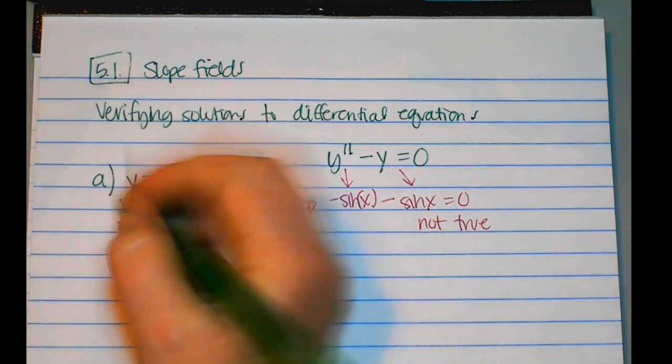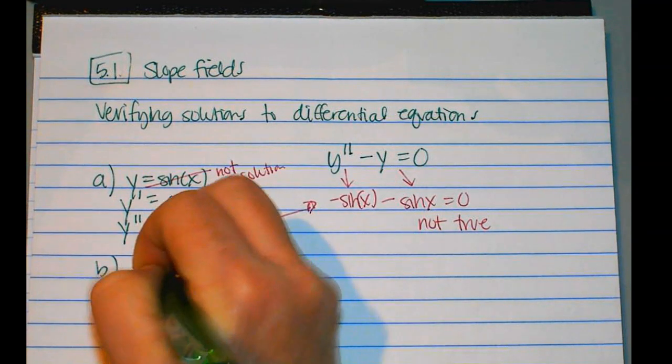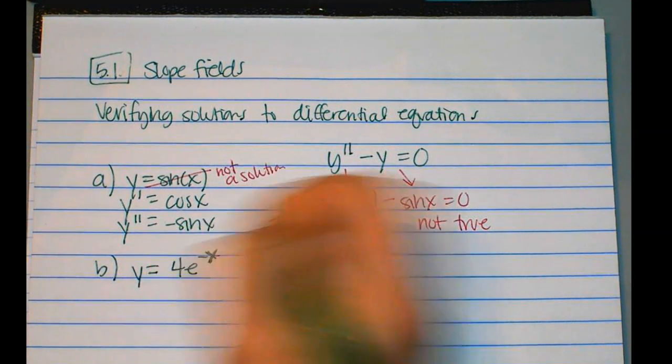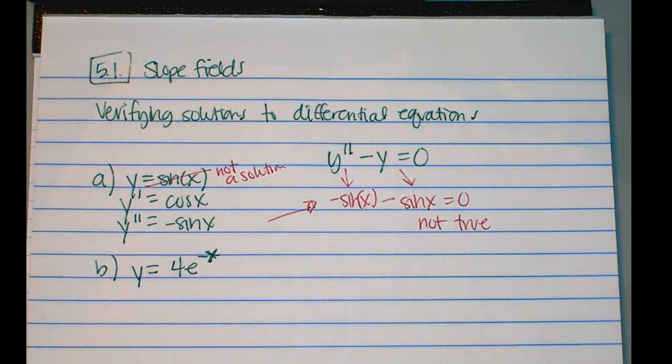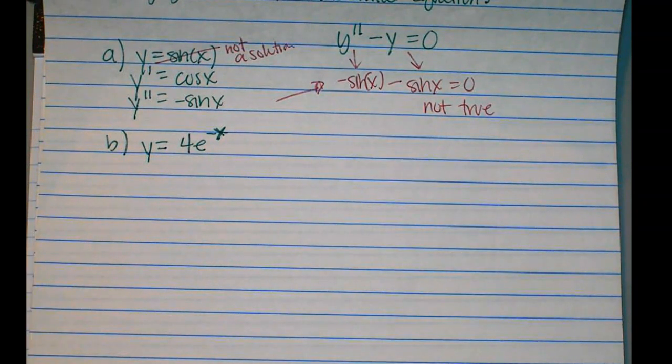Let's try another. We have y equals 4e to the negative x. So what are you doing? We're plugging in the same equation, still y double prime minus y. So you need to take a derivative twice, see what you get. Go for it. You can take a derivative and take a derivative again.